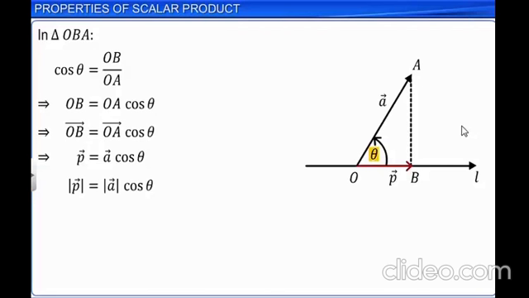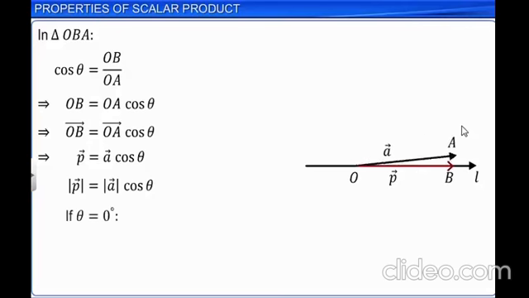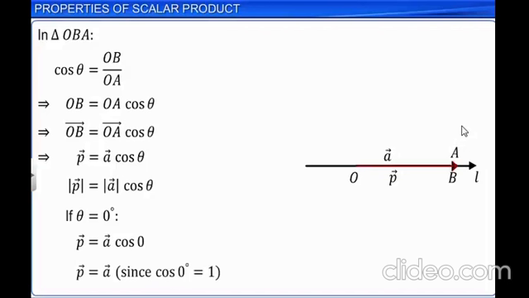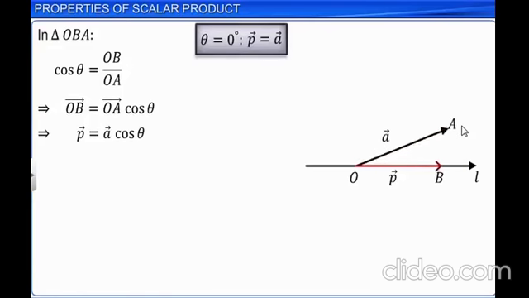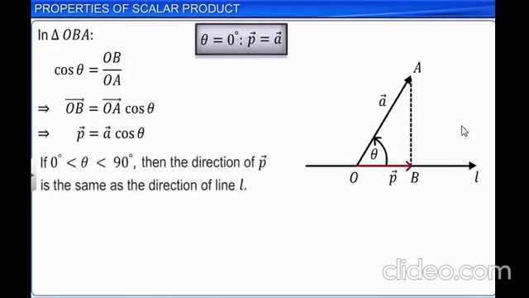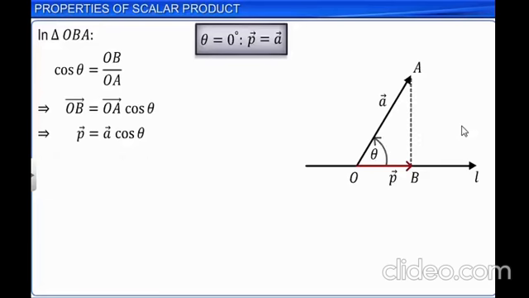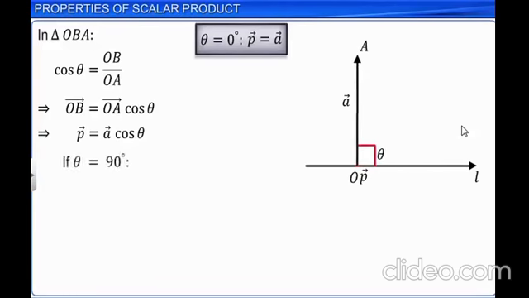This leads to some interesting observations. If theta is equal to 0, then vector A lies along line L and projection vector P is the same as vector A and has the same direction as line L. When angle theta lies between 0 and 90 degrees, projection vector P points in the same direction as line L. If theta is equal to 90 degrees, vector A is perpendicular to line L, and its projection vector P is a 0 vector.